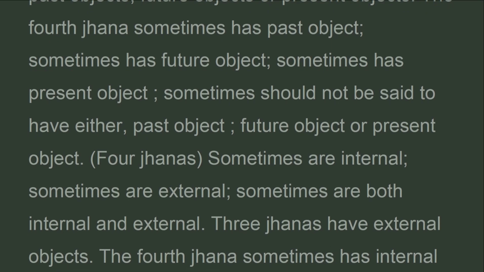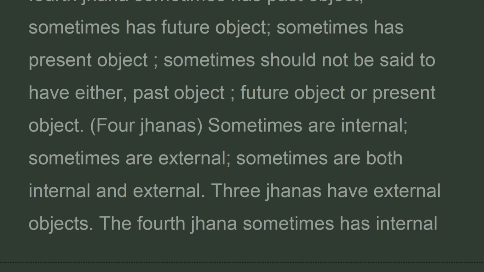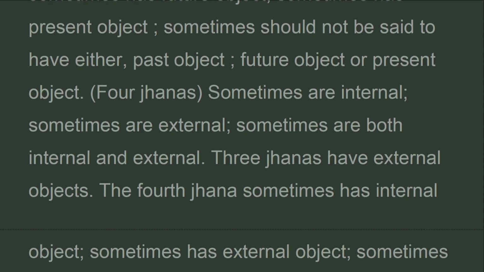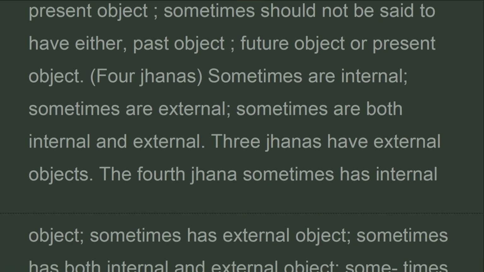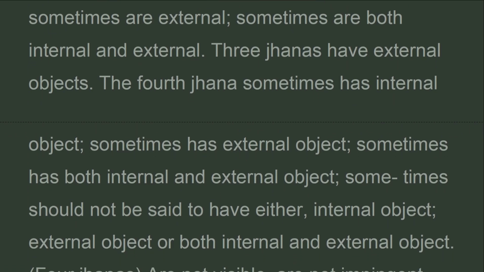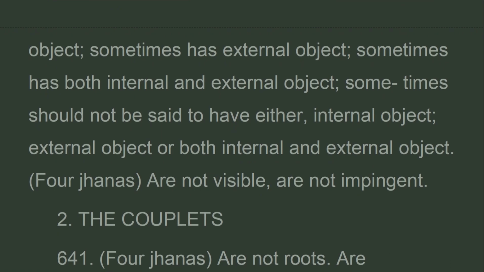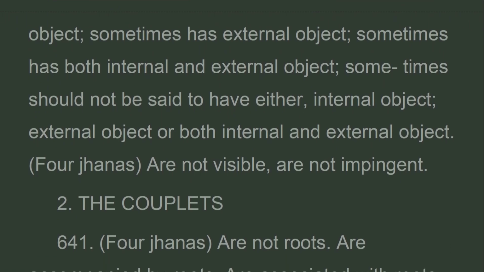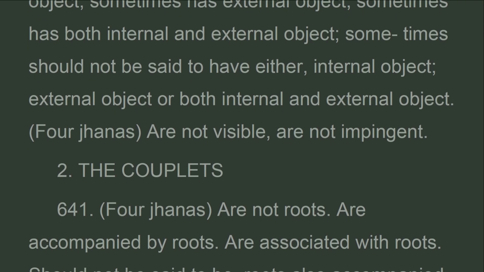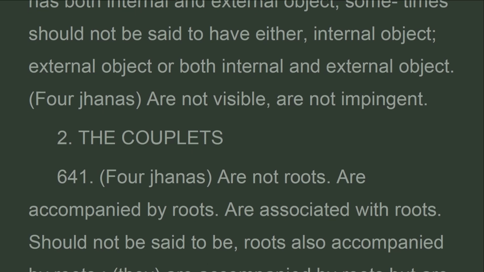Sometimes are internal. Sometimes are external. Sometimes are both internal and external. Three jhanas have external objects. The fourth jhana sometimes has internal object. Sometimes has external object. Sometimes has both internal and external object. Sometimes should not be said to have either internal object, external object or both internal and external object. Are not visible, are not impingent.